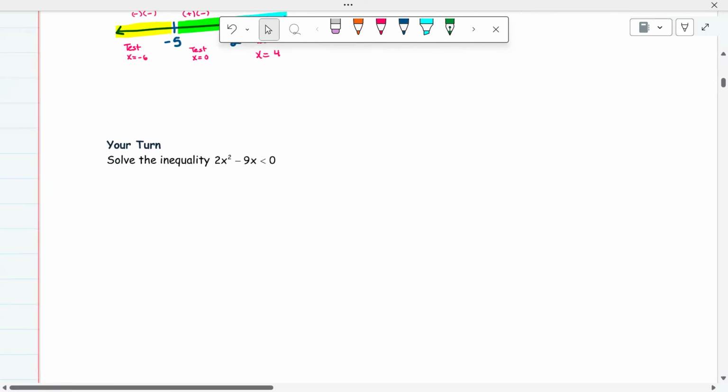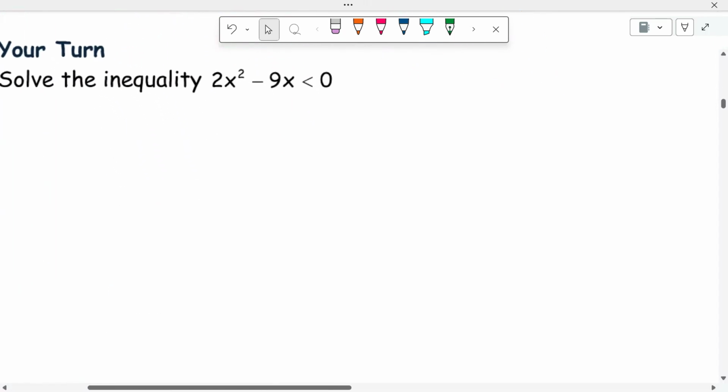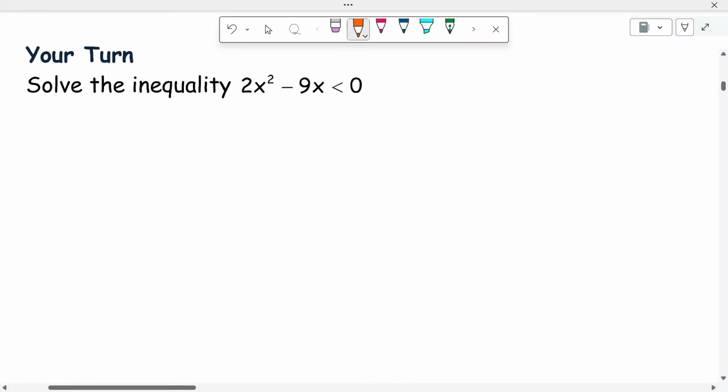Okay, so you guys go ahead, do the your turn. But before you start, what's the only thing you guys can do to start factoring this? Good. Some people look at that and they always forget GCF, so go ahead and do that.